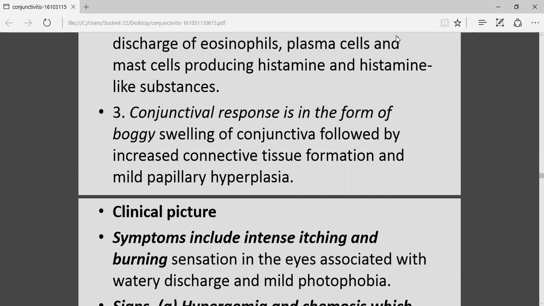The conjunctiva basically swells due to the edema, and then there is congestion, there is papillary reaction. Okay? So conjunctival response is characterized by a triad. Number one, swelling, which is called chemosis. Number two, congestion. And number three, papillary hyperplasia. These are the three types of reaction that occur in the conjunctiva.